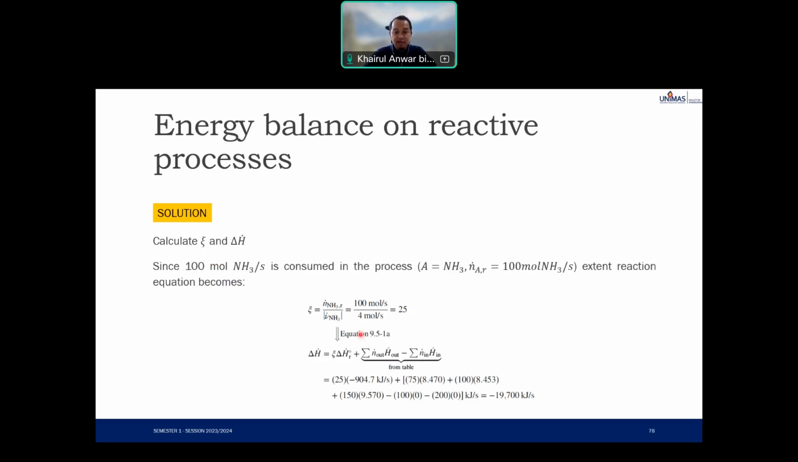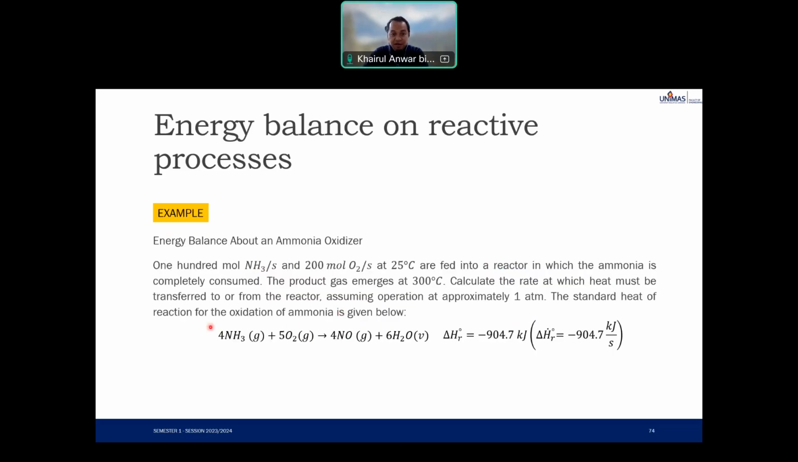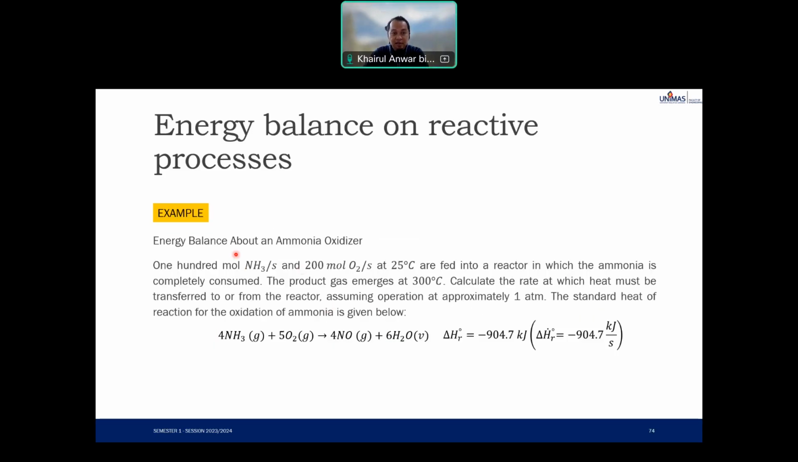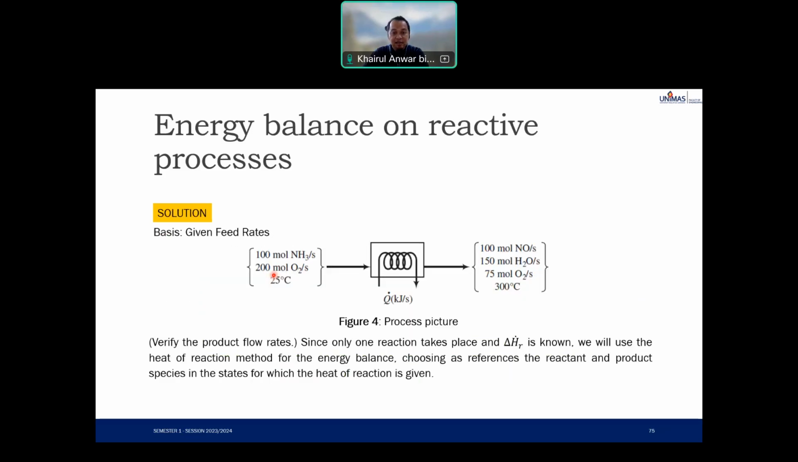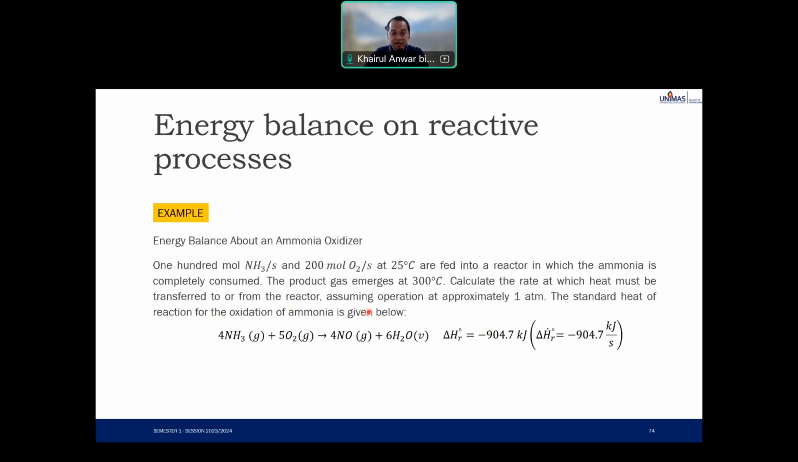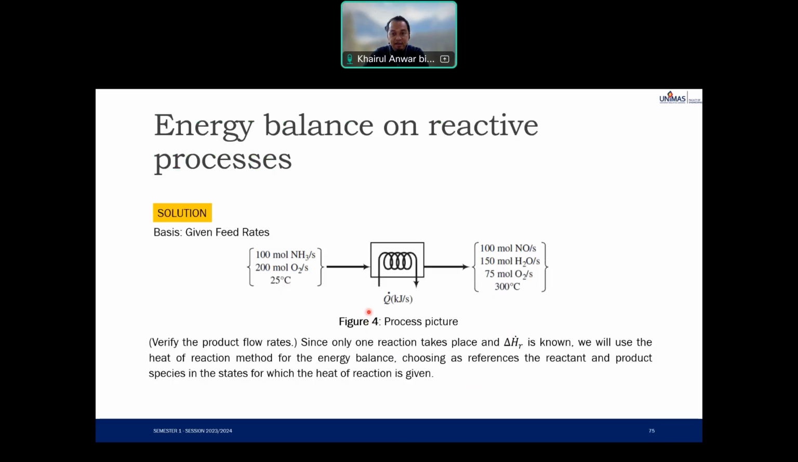Calculate the extent of reaction. You see here how to do it. This is the mole, 4. N is how much is entered. So N out minus N in here should be, in this case, 100.